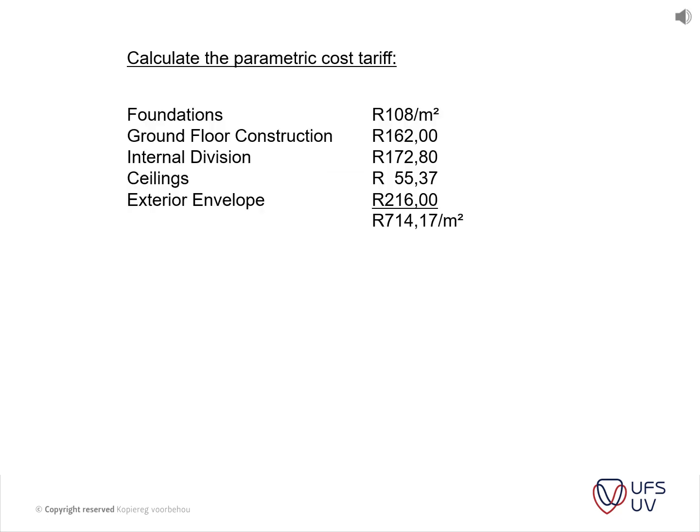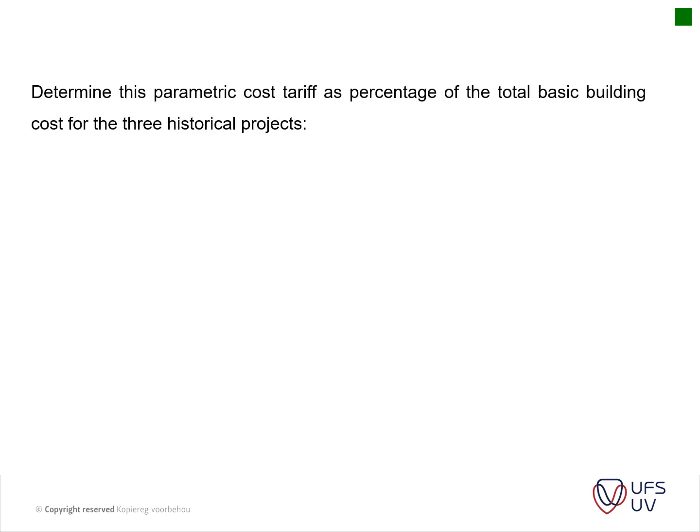Okay, so what you basically do is you add all of those items from table 2 together to get to a total Rand per square meter rate. Okay, so you take that rate, and then the next step would be to calculate what percentage it is of a total project. So to determine that is determine this parametric tariff as percentage of the total building cost for the three historical projects.